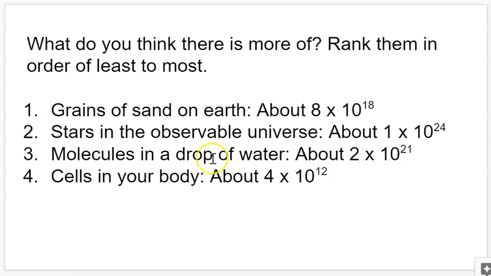So the actual values for these things, for grains of sand on Earth, there's about 8 times 10 to the 18. Stars in the observable universe is 1 times 10 to the 24. Molecules in a drop of water are 2 times 10 to the 21. And cells in your body are about 4 times 10 to the 12. So stars in the observable universe is by far the biggest, but there's a surprisingly close amount of molecules in a drop of water. And this is an important idea because it shows us how small atoms and molecules are. That means if you were to have maybe a glass of water, then you probably have more molecules of water in that glass of water than there are stars in the known universe.